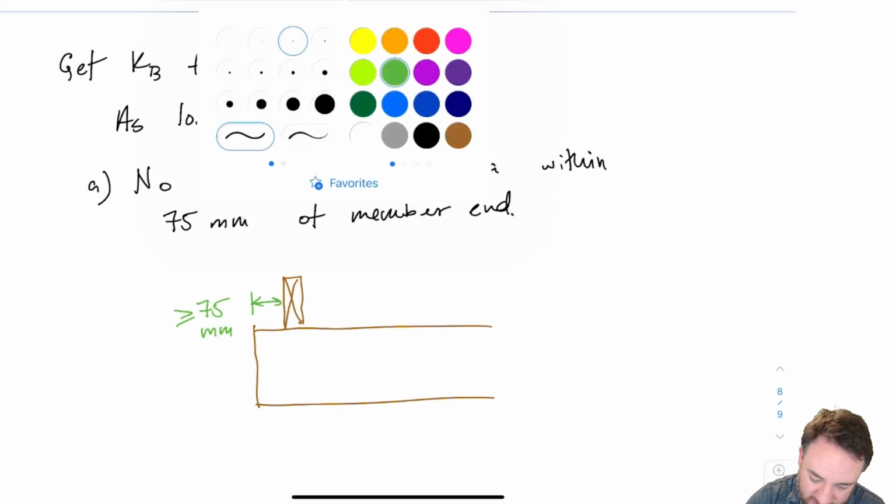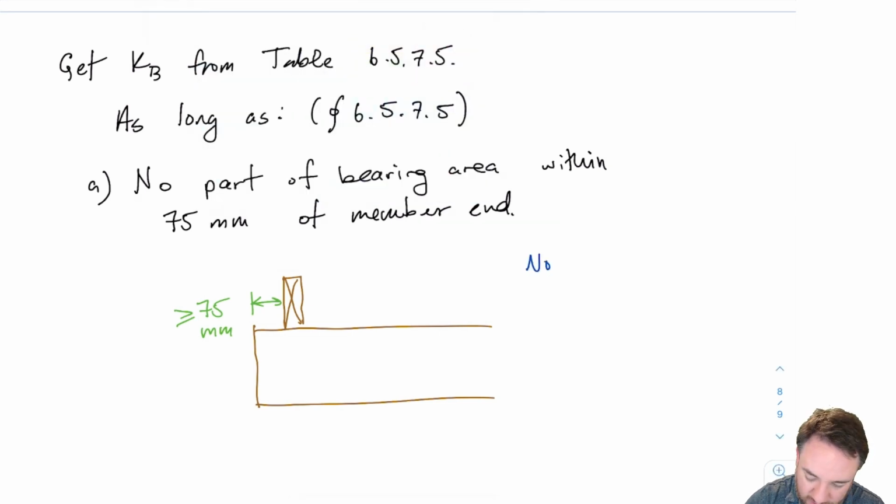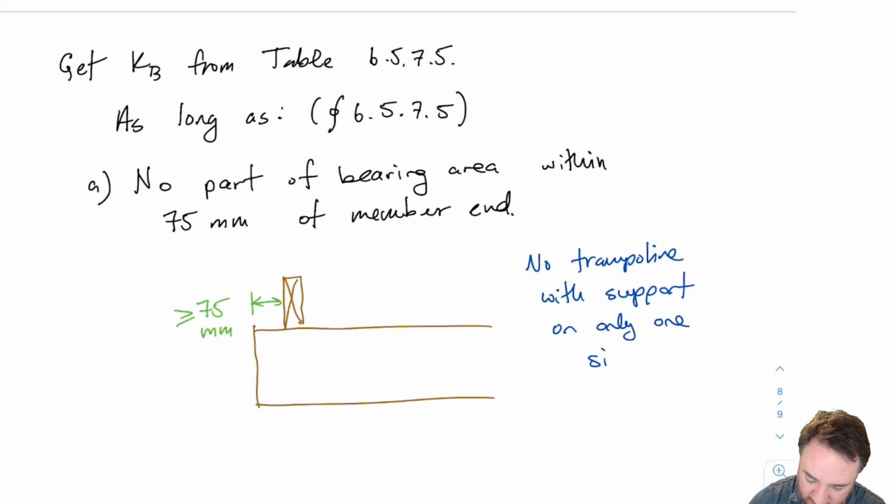So the reason is because no trampoline with support on only one side. We can't imagine a trampoline that has a support on only one side. Right? It would look like this. Right? And so I couldn't take any tension force here.